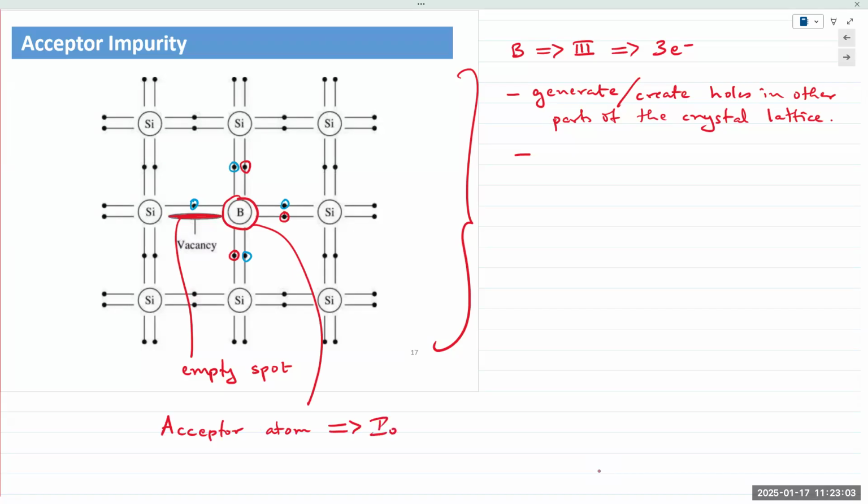And it is ionized because it now has one extra negative charge compared to its nucleus. The nucleus only has 3 positive charges, balanced by its 3 electrons, but there is one net negative charge because an electron has moved into that spot.